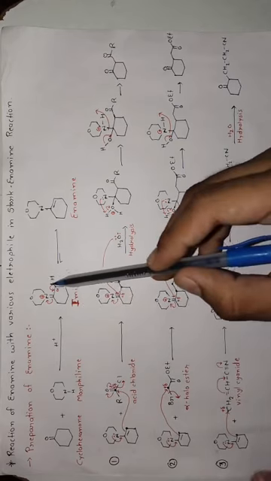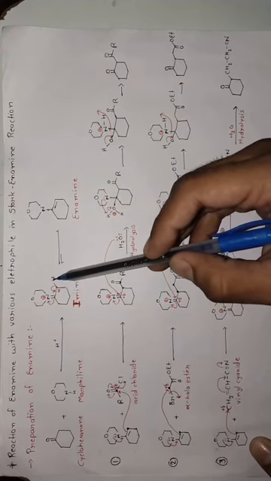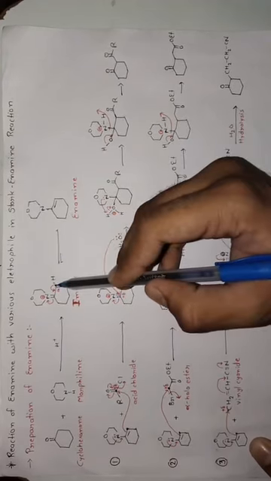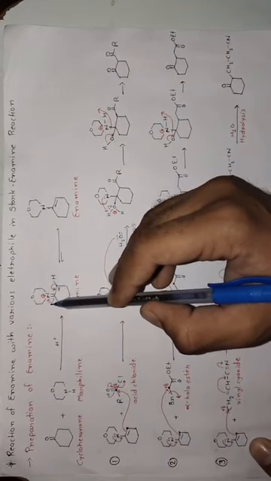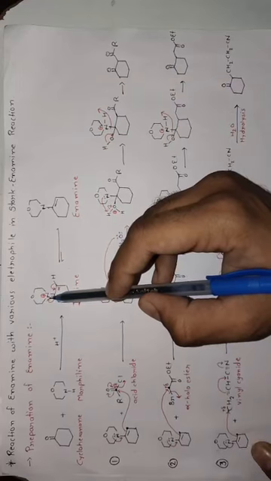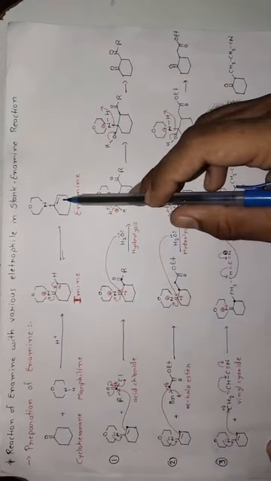This alpha carbon is electronegative in nature, so the attached hydrogen is electropositive. So this bond shifts here as a double bond, and this pi bond shifts towards the more electronegative atom, that is nitrogen, as a lone pair, and we get enamine as a product.